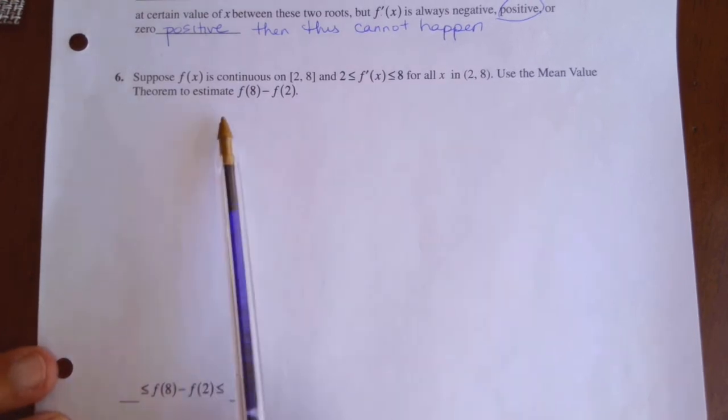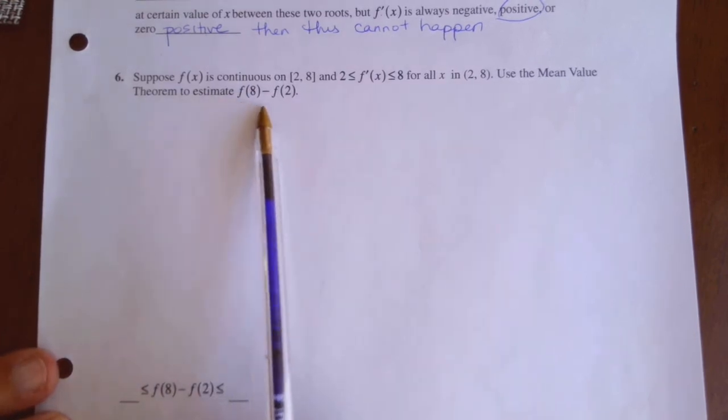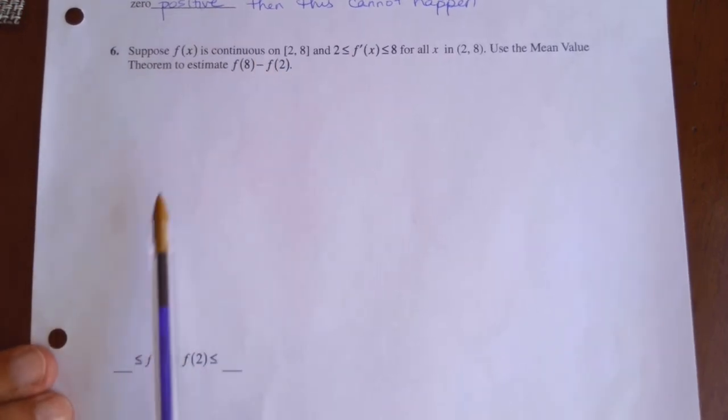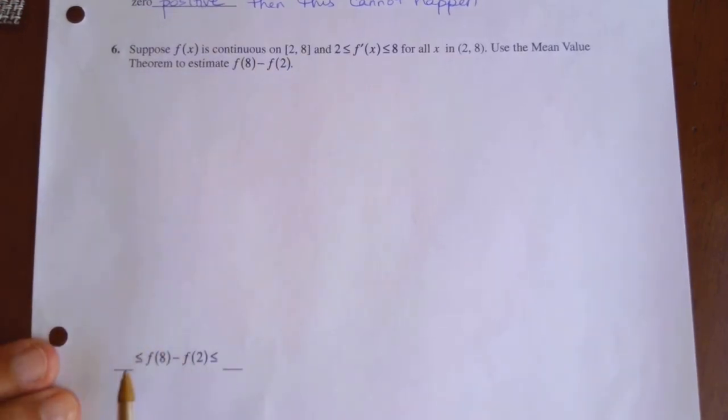Use the mean value theorem to estimate f of 8 minus f of 2. And then again, this is WeBWorK. And so what they want you to do is give the 2 values that the y values, when you subtract them, have to be between. Okay, so we're giving an estimate between what and what. So remember, these are the y values. Okay, f of 8 minus f of 2.